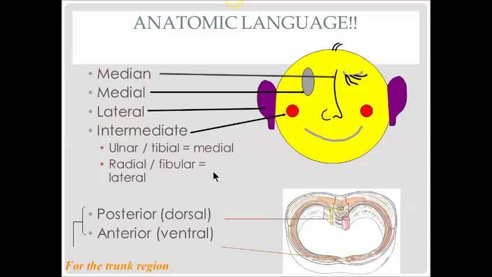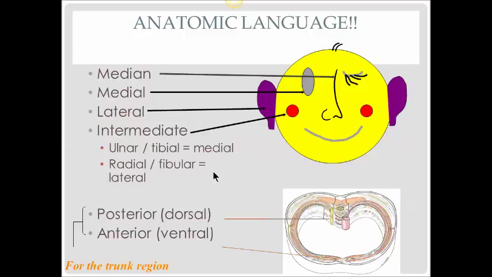And then you have the word intermediate also, which means any structure which is in between something which is medial and something which is lateral. Now you understand these are very relative terms. You cannot always say one structure is always medial. Let me give you an example. The nose, I would say for all practical purposes, is a median structure. We all hope it's right in the center of your face.